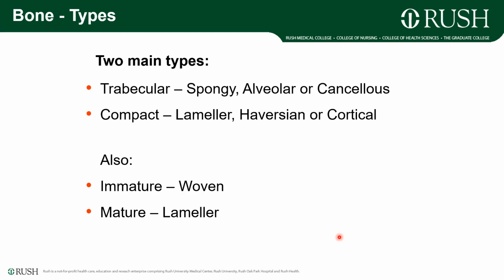Bone itself is classified as two main types. You can have bone which is referred to as trabecular bone, which is also sometimes known as spongy, alveolar, or cancellous bone, and the other type being the compact, which is mostly forming the midshaft of long bones, and it's also referred to as lamellar, resorption, or cortical bone. You can also classify them as immature or mature bone. Immature bone is also referred to as woven bone, and the mature referred to as lamellar bone.